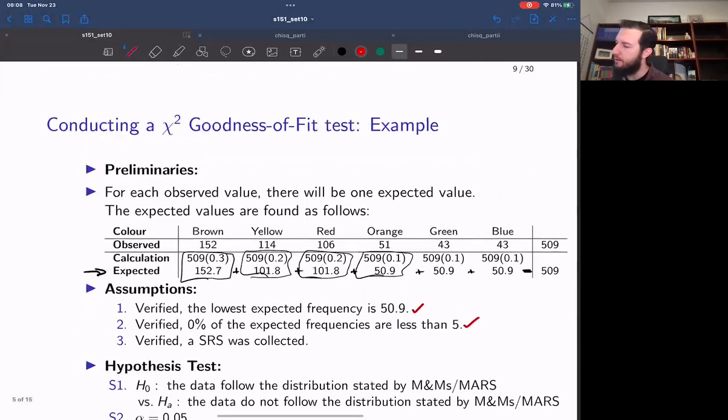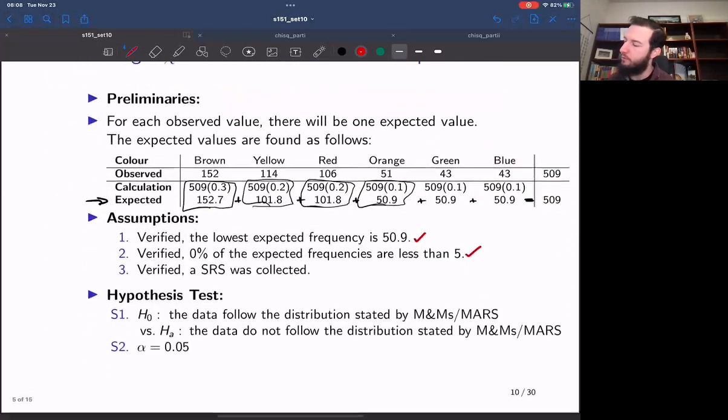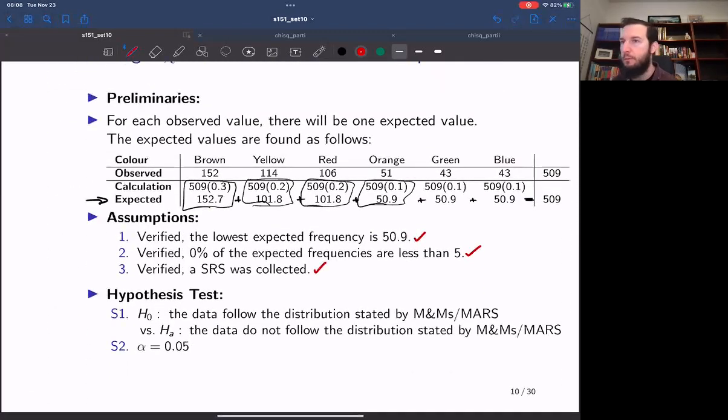So I think, suppose three randomly sampled bags of M&Ms are given. Okay, so we're just going to assume that this is true. We sampled the bags randomly, for example. Okay, so with the assumptions checked off, we can move into the hypothesis test.